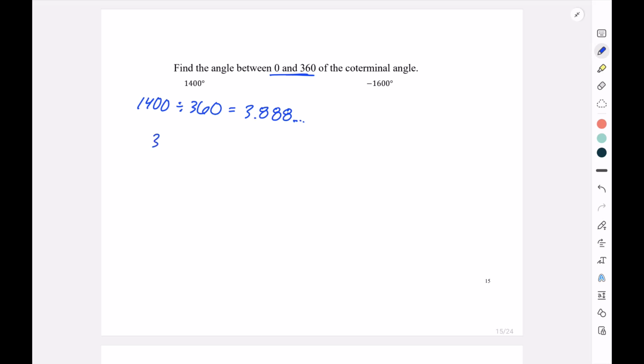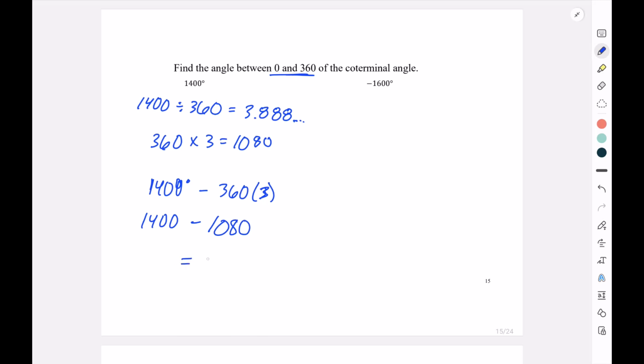So if we do 360 times 3, we get 1080. So if we do 1400 degrees, and we minus 360 times 3, because that's how many times it was able to go into, we get 1400 minus 1080. And we're within 0 to 360, so our answer is 320 degrees.